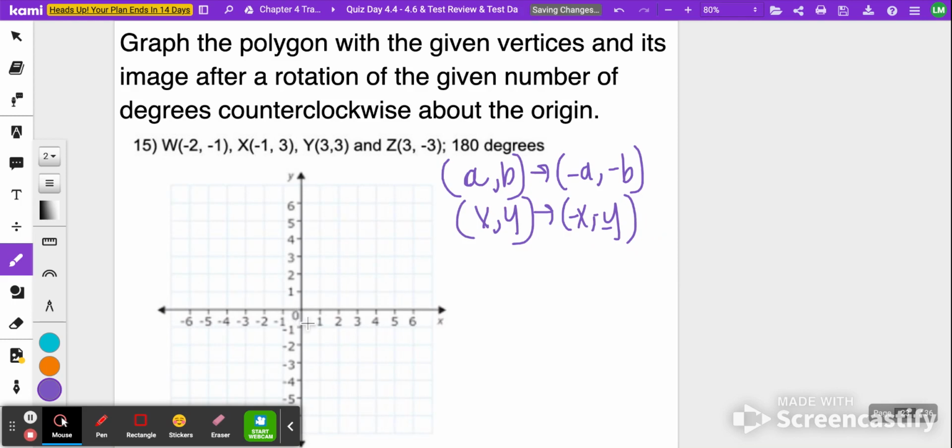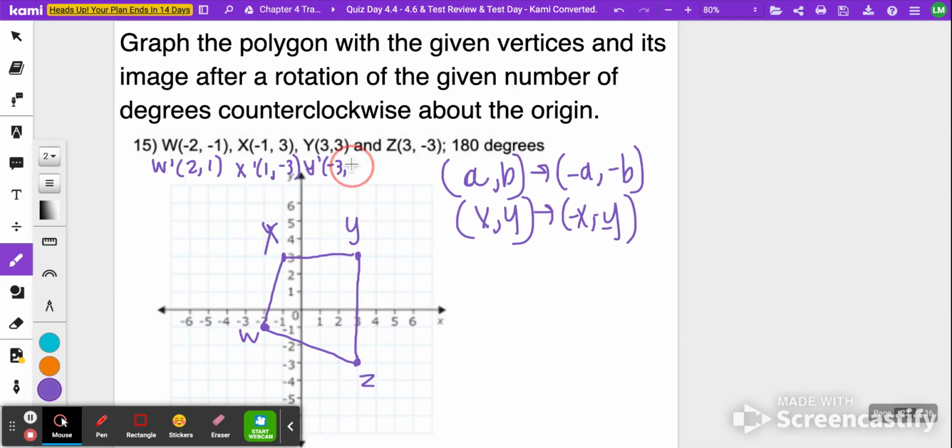So let's first go ahead and plot the 4 original points W, X, Y, and Z. This quadrilateral is taking on the shape of a kite, and what we're going to do now is just take our coordinates and change them to their opposites. So 2 comma 1 would be W prime, X prime would be positive 1, negative 3, Y prime would be negative 3, negative 3, and Z prime would be negative 3, positive 3.